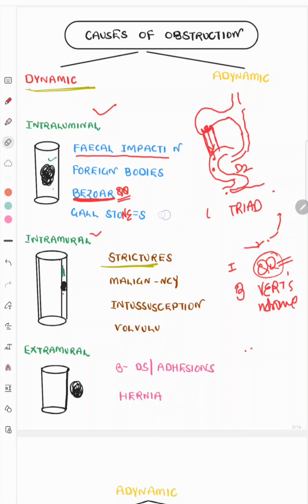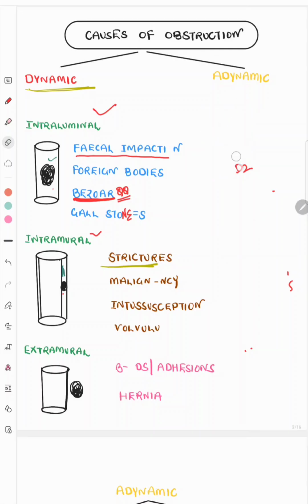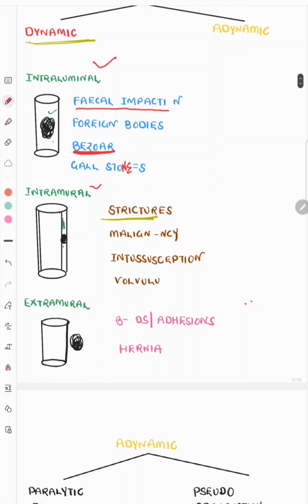So these are the causes which cause obstruction of the bowel lumen: fecal impaction, foreign body, bezoar, gallstone. So in the wall, what are the causes? It can be a stricture. A stricture can result from trauma, or it can be a tubercular stricture or from Crohn's disease. These can be the causes which cause strictures.